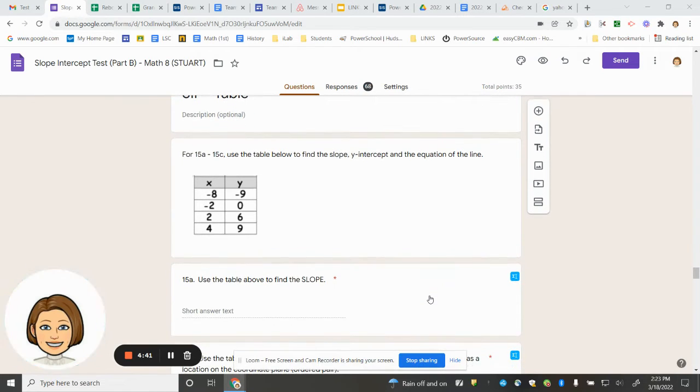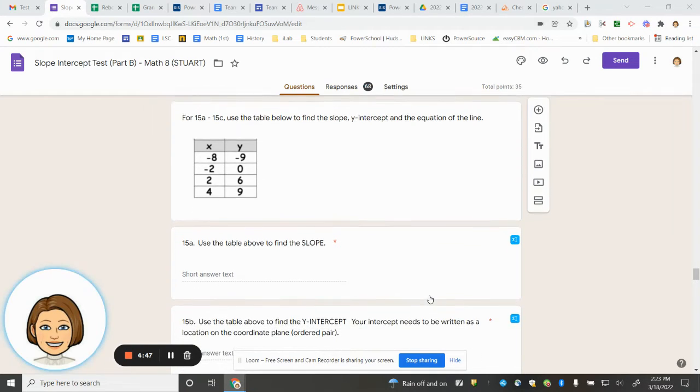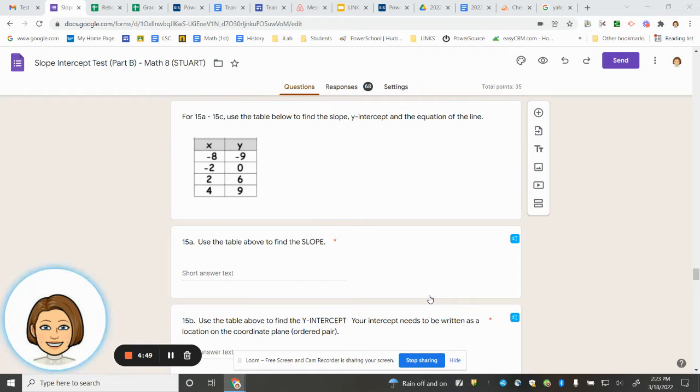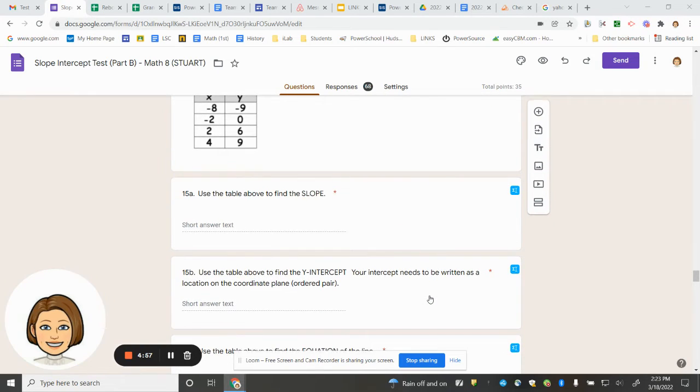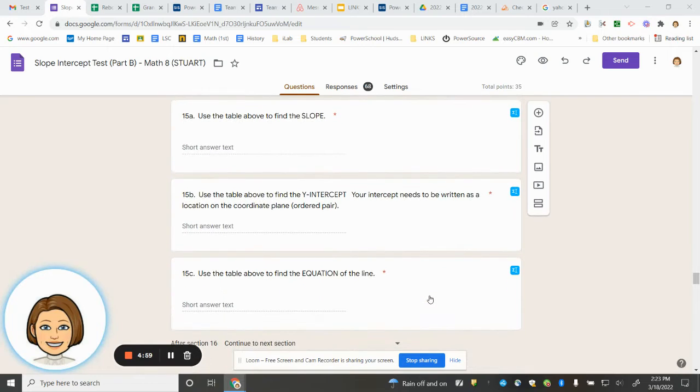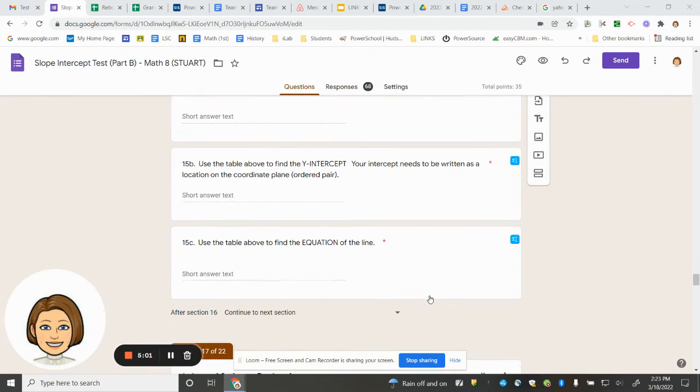15a through 15c, you're going to find the slope, which is 15a, from the table using carets. 15b, find the y-intercept by using 2 points from there, or a point from the table. And then 15c, once you have the slope and the y-intercept, go ahead and write the equation in slope-intercept form.